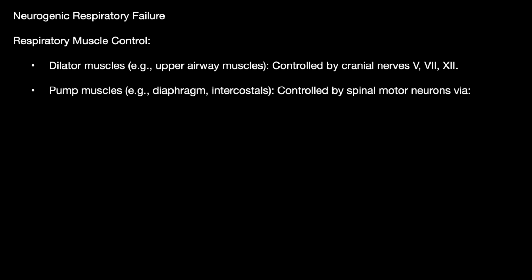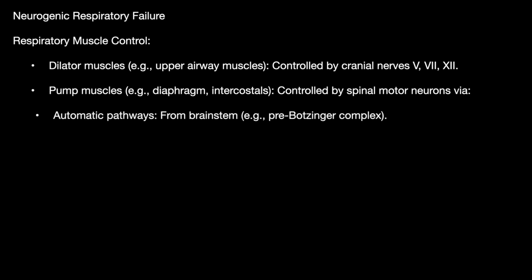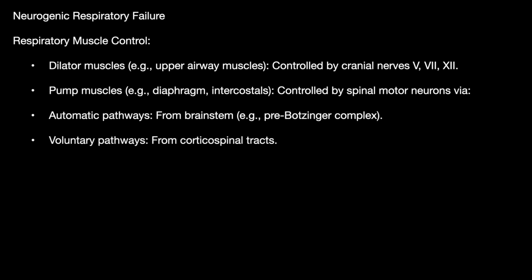Regarding neurogenic respiratory failure, the respiratory muscle control is coming from the dilator muscles, that is the upper respiratory tract muscles, which is by the cranial nerves 5, 7, and 12. The pump, that is the diaphragm and intercostals, is coming from the spinal motor neurons via the autonomic pathways from the brainstem, and the voluntary pathway from the corticospinal tract.